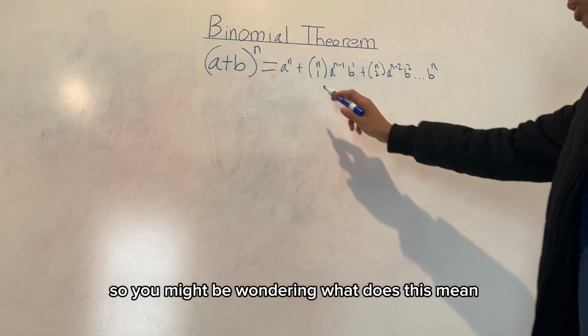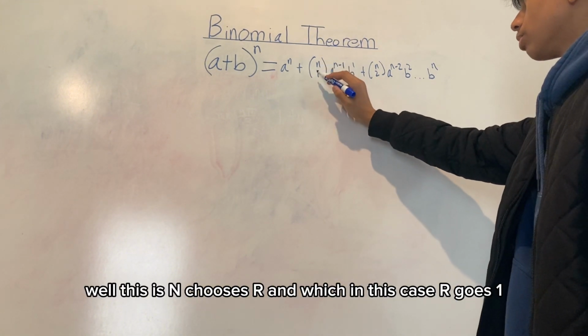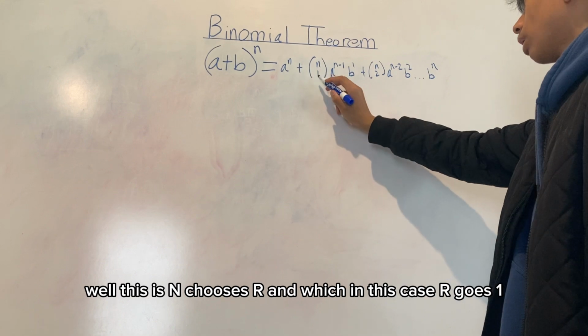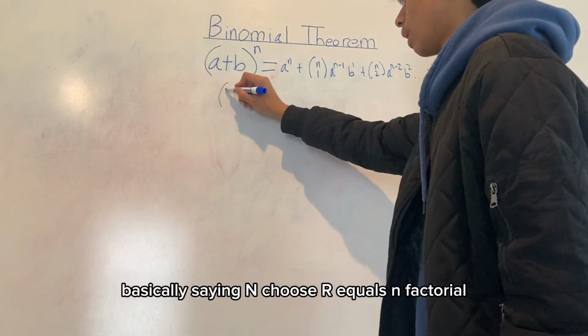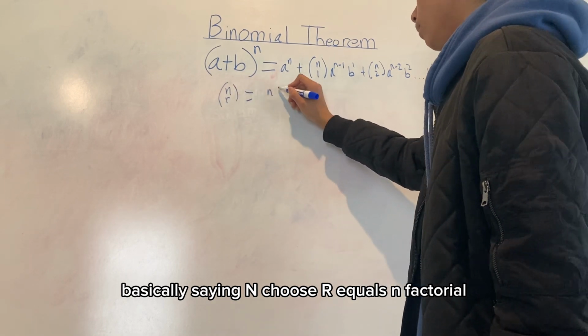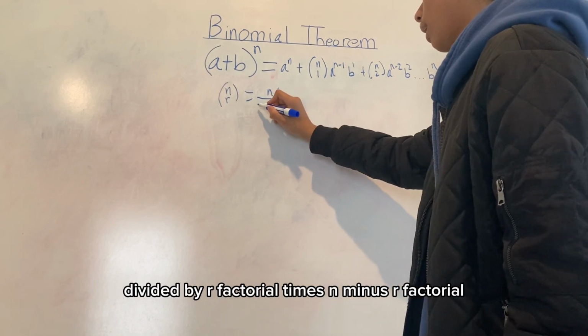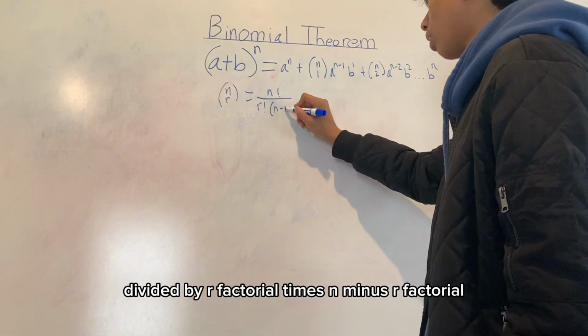So you might be wondering, what does this mean? Well, this is n choose r, which in this case r equals 1. There's a formula to this, basically saying n choose r equals n factorial divided by r factorial times (n minus r) factorial.